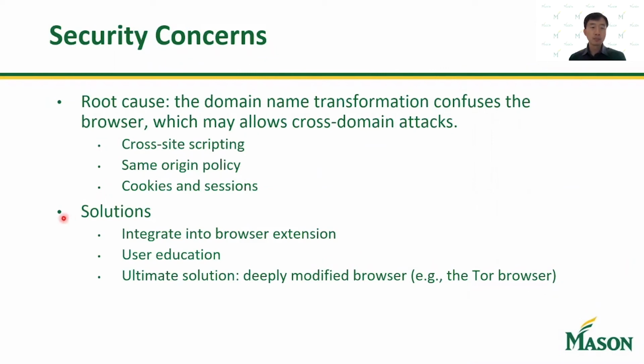As a solution, we can integrate some countermeasures into the browser extension. And we can also do some user education. We can tell the user what is suggested and what is not suggested to do. But the ultimate solution would be to dive deeper into the browser and modify the browser, which is not impossible, but requires a little bit more labor. One example would be the Tor browser, which is a highly customized browser based on Firefox.